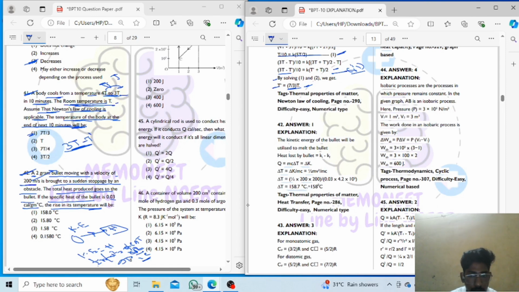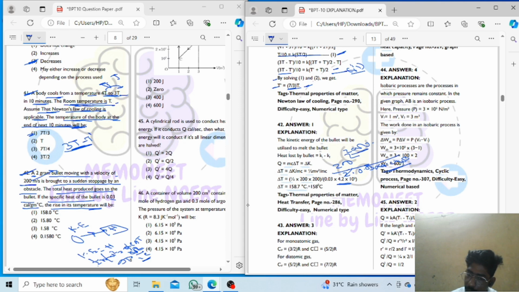So V is given as 200 meters per second, that means 200 square by 2 into 0.03. 200 square is 40,000, so this is 20,000 divided by 0.03, where the specific heat is in calories per gram. First of all you have to convert the calorie by multiplying by 4.2, that is 4.2 into 10 to the power 3, and then you will get the answer.